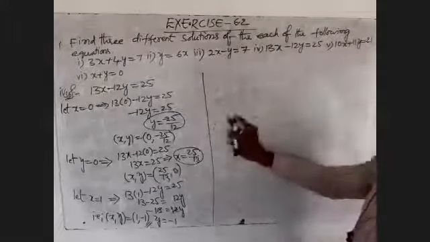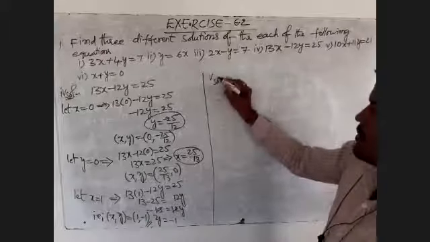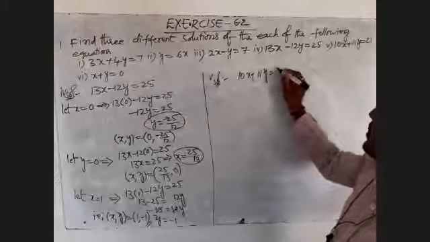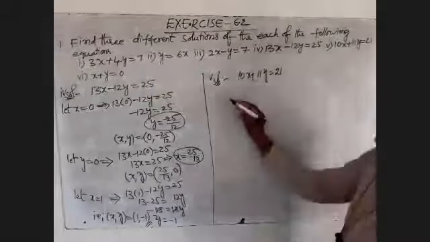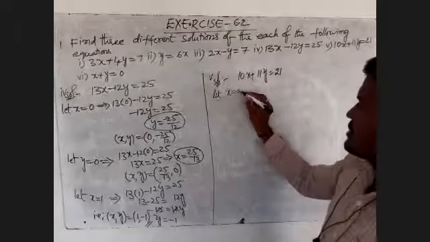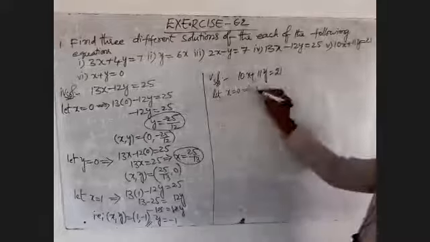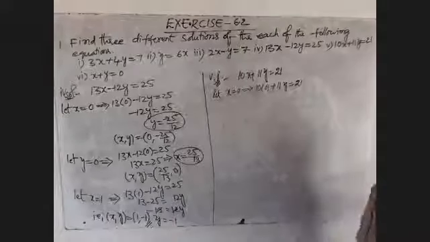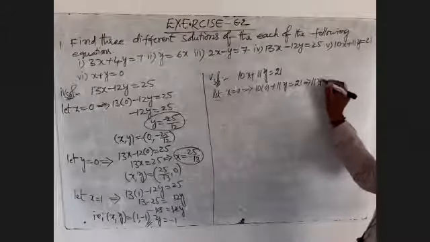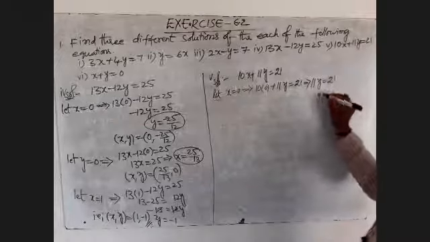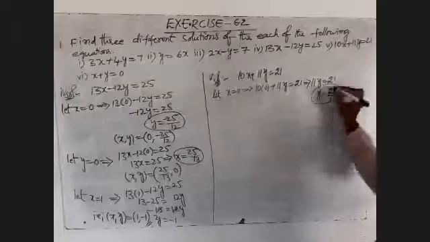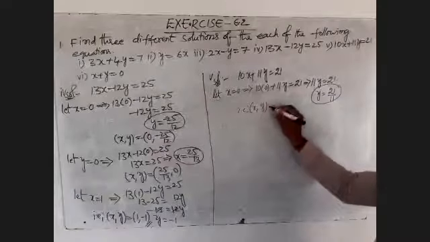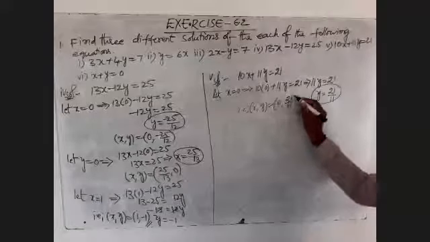Now I am going to the fifth one, that is 10x plus 11y is equal to 21. First I will take let x is equal to 0. Here I write 10 into 0 plus 11y is 21. 0 into any value is 0. Remaining, 11y is equal to 21, where y is 21 by 11. The ordered pair is (x, y) is (0, 21/11).